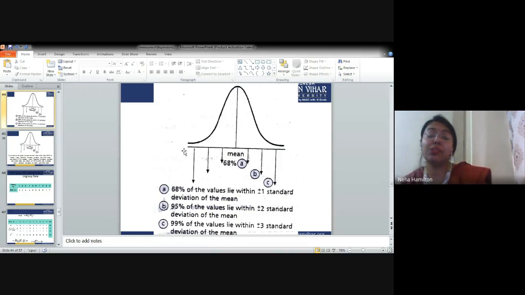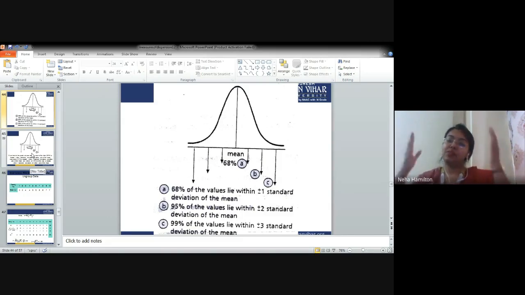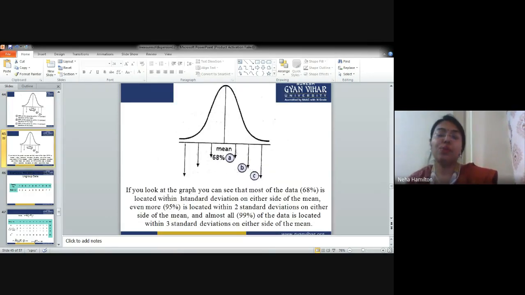Now 99% of the values lie between plus 3 and minus 3 standard deviations. So now nearly all the values are being covered. This is the meaning of this diagram, and this is the meaning of standard deviation. As we can see, 68% of the data is between plus 1 and minus 1, 95% of the data is between plus 2 and minus 2, and 99% of the data is between plus 3 and minus 3, right? If you look at the graph, you can see that most of the data is located within the first standard deviation on either side of the mean.